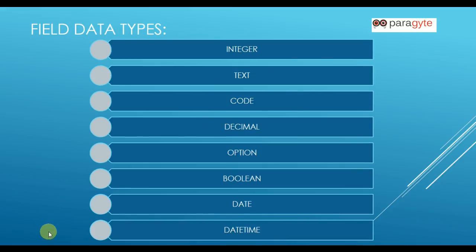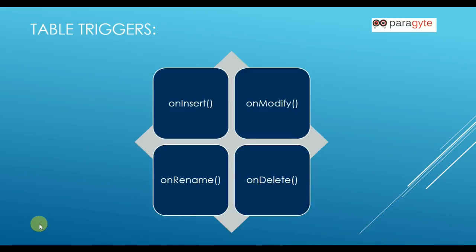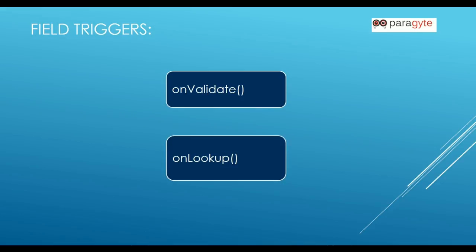We'll also be covering the data types of the fields that are available and the table triggers, that is 4 table triggers: on insert, on modify, on rename and on delete. Every field has 2 triggers of their own, on validate and on lookup. So let's continue to the demo.